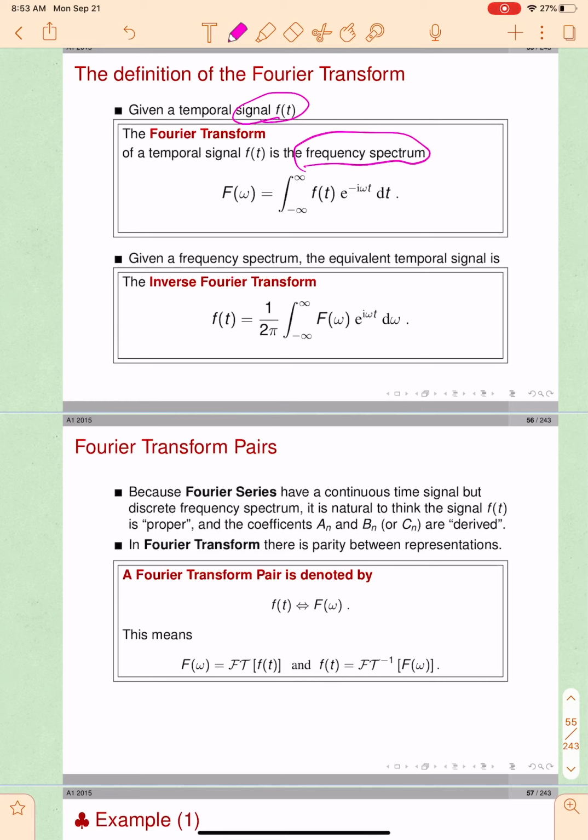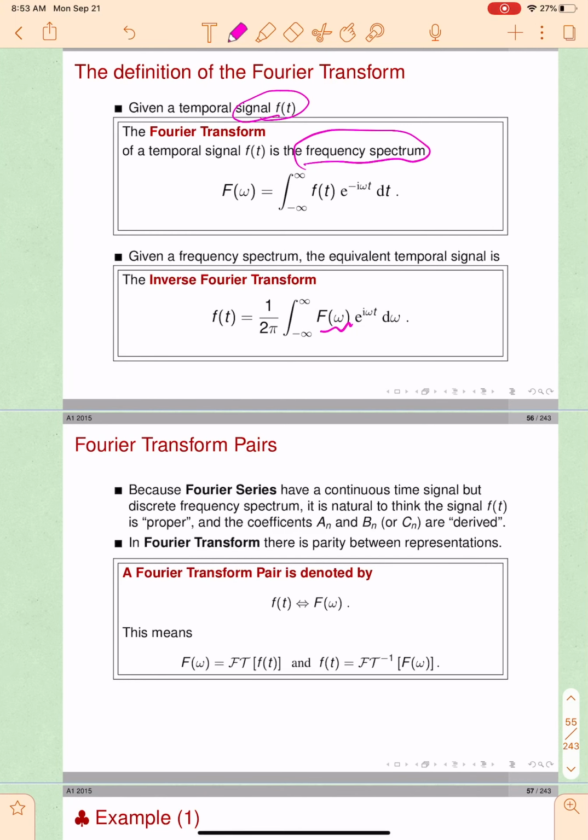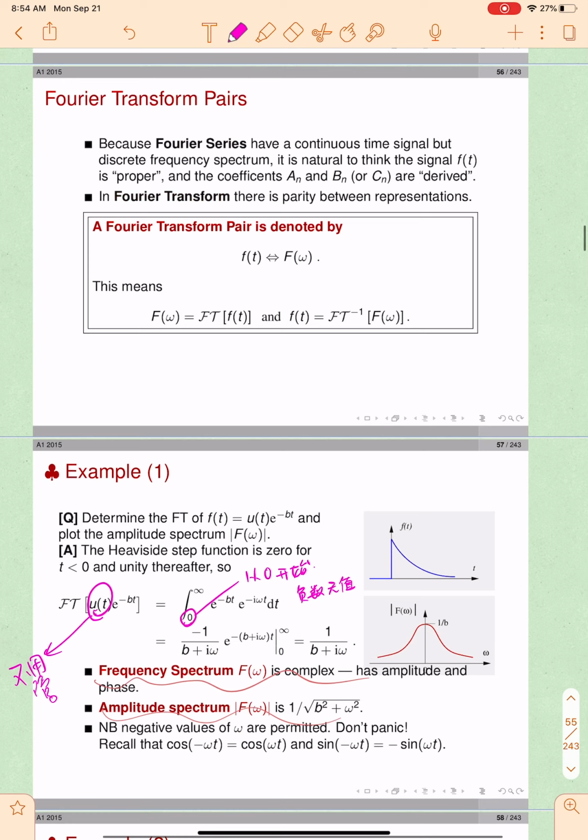If you are given a frequency spectrum signal, times e to the i omega t, and integrate it, and then you divide it by 2 pi, you will get the signal in the time domain. These are Fourier transform pairs, so it's a pair. And this is the notation.